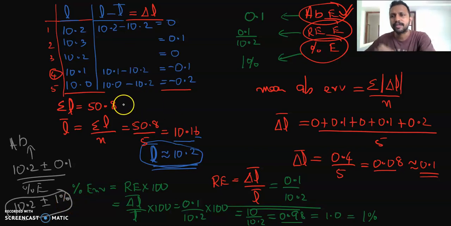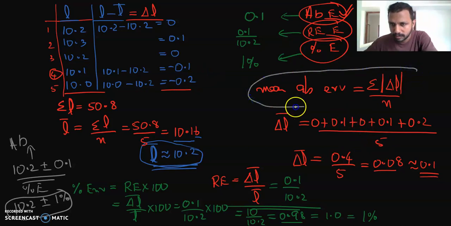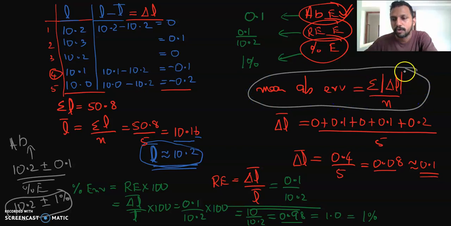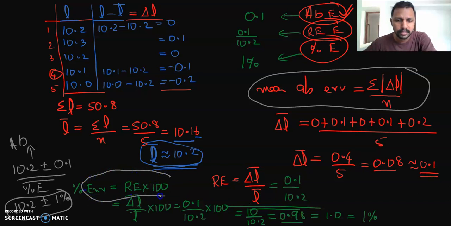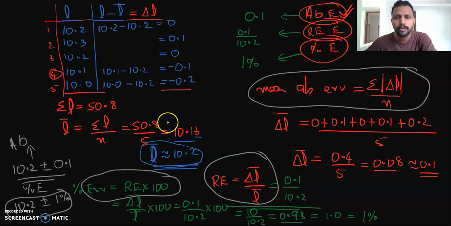Therefore, this is how we are finding out the errors in a group of values. That is absolute error. The formula that you have to remember for finding out mean absolute error is sigma mod of delta L divided by n. That is, we have to take the sum of all the numerical values of the individual absolute errors divided by the total number of values. And the formula for finding out percentage error is relative error into 100. The formula for finding out relative error is delta L bar divided by L bar. That is, the ratio of mean absolute error to the mean value is relative error. Hope you have understood this session.